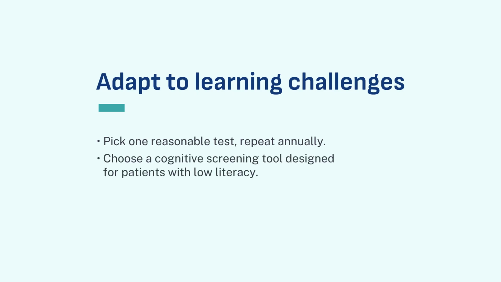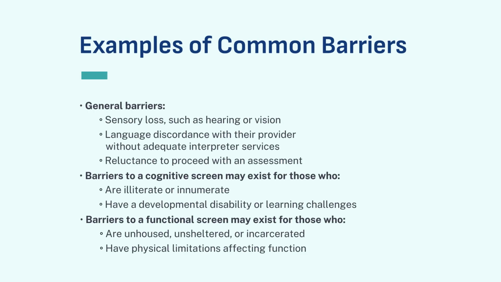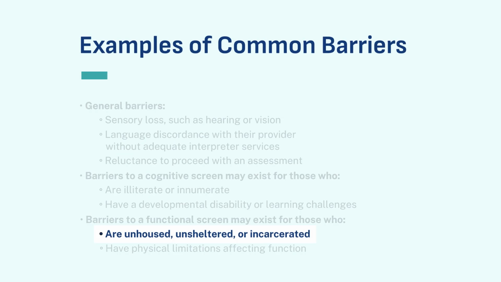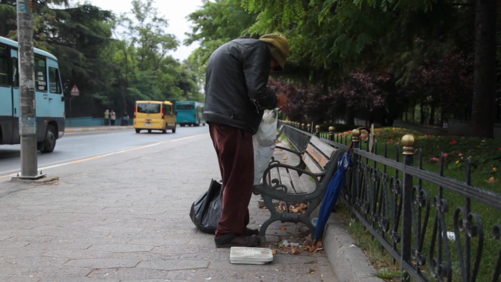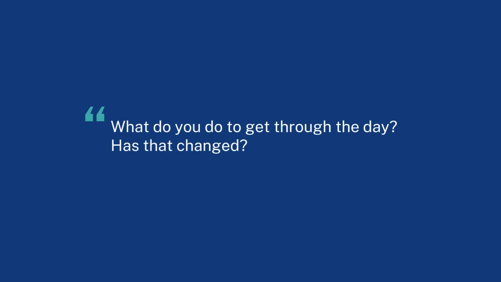Choose a cognitive screening tool designed for patients with low literacy. Several are provided in our resources. When in doubt, refer to a neuropsychologist if available. Your patient may have a history of cognitive testing in their record, and it's worth asking if and where they have been seen before. Functional assessments are often different for people experiencing homelessness. Think about what activities of daily living make sense for them and modify. For example, housework and meal preparation may not be as relevant. Ask what they do to get through a day. Has that changed? Do they need more assistance from others?